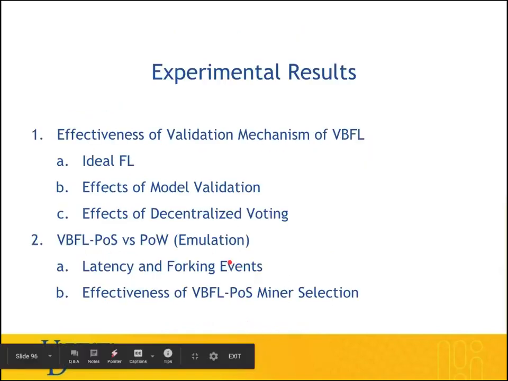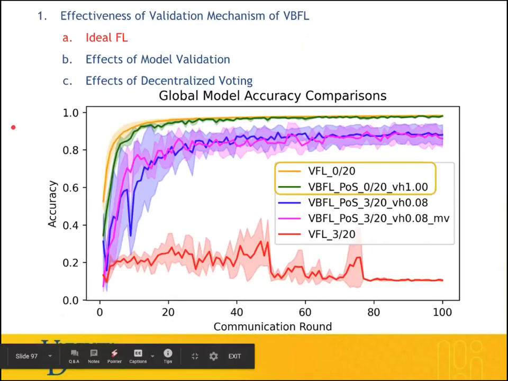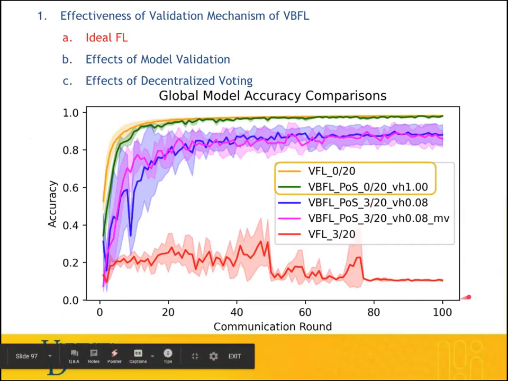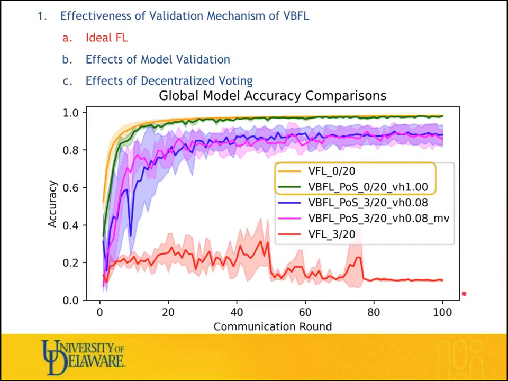Okay, finally, we get to the experimental results section, and we will cover these results with some plots. First, let's take a look at the effectiveness of the validation mechanism of VBFL. We ran the following 5 experimental setups, 3 executions each, and plotted the global accuracy across all 100 communication rounds. The dataset used was still MNIST. For each setup, we still have 20 devices. And for VBFL, we always have 12 workers, 5 validators, and 3 miners.